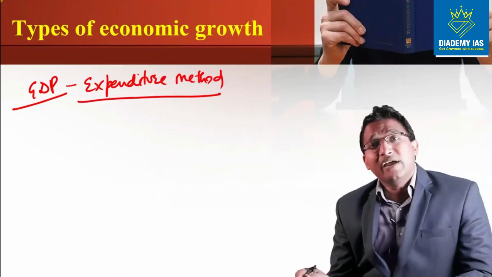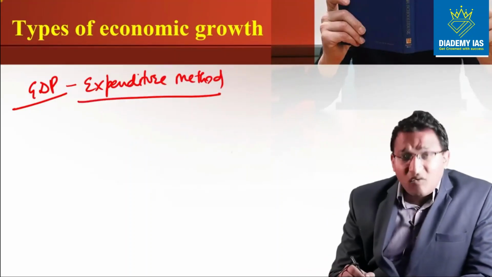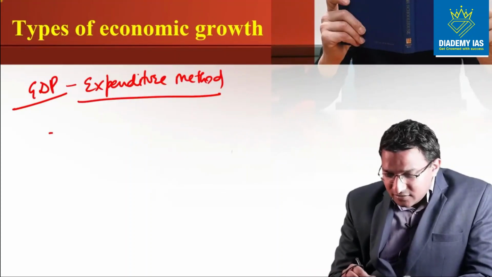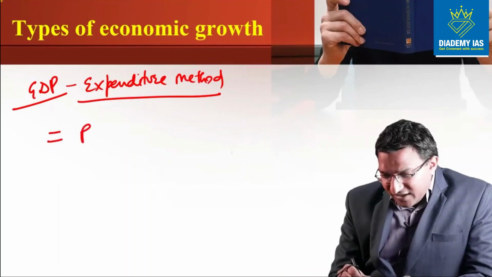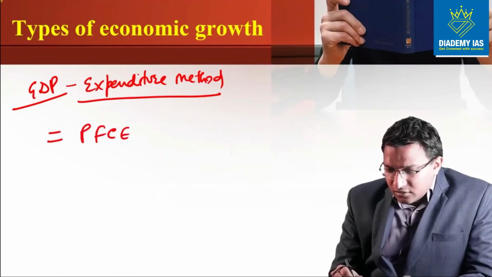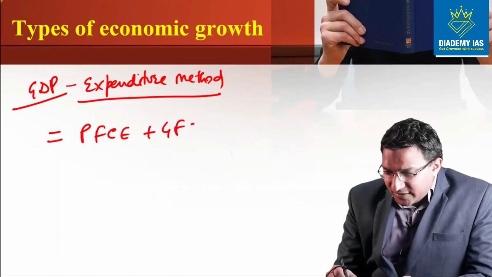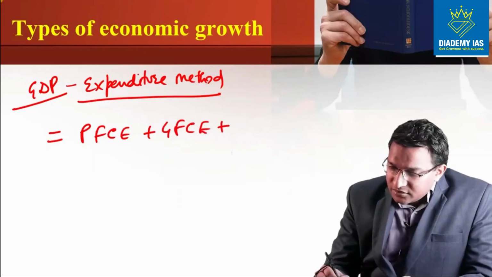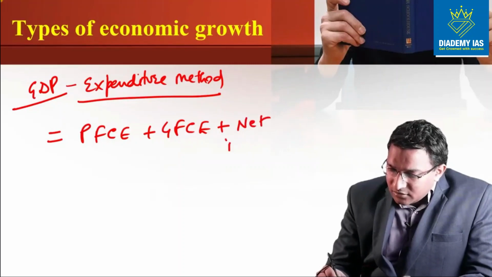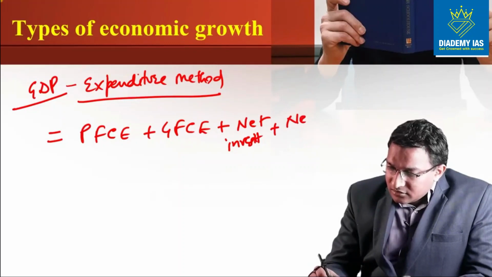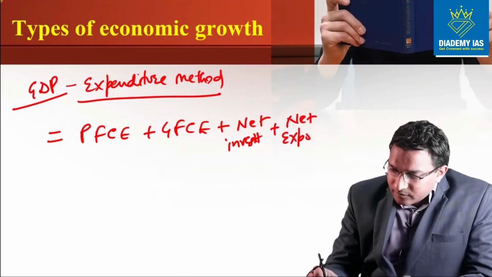when I calculate this by the expenditure method, then what is the formula? The formula is the private final consumption expenditure plus the government final consumption expenditure plus the net investment plus the net exports, right?